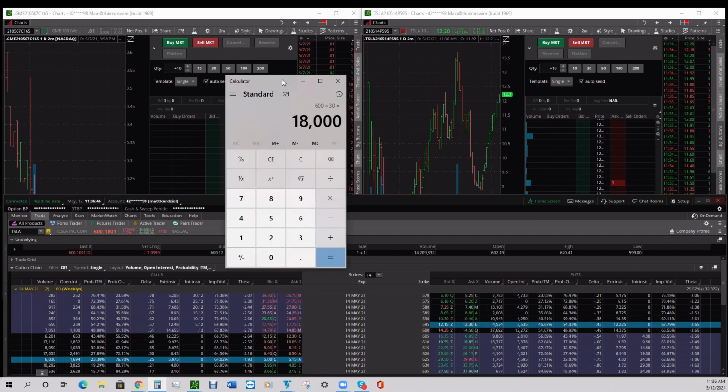But that also means you're controlling 100 shares per contract. So 30 contracts times 100, you're looking at 3,000 shares times a price of $600. For me to spend $18,000, I control $1.8 million worth of Tesla. Let that sink in. Almost $2 million worth of Tesla that I control, I can do whatever I want with. And I only had to spend $18,000 to do it.